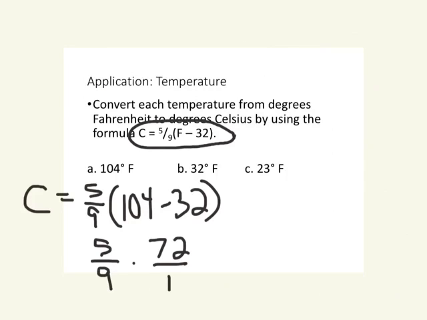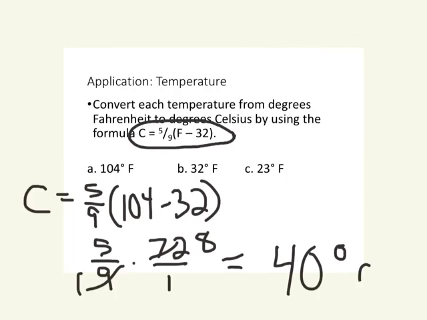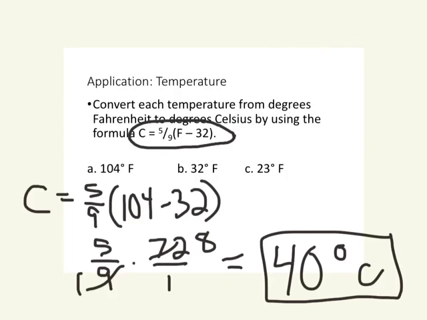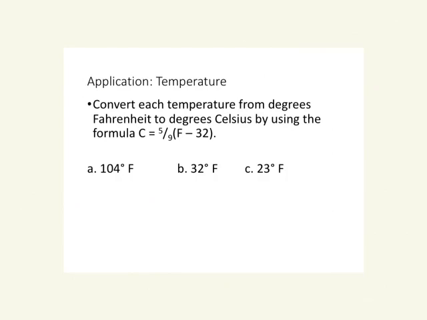And I'm going to write it as a fraction because now I got to multiply 5/9 times 72. Cross reduce the 72 and the 9 down to an 8 and a 1. Multiply straight across and I get 40. So it would be 40 degrees Celsius. So 104 degrees Fahrenheit, which is quite warm, would be 40 degrees Celsius. Once again, I was able to figure that out by just taking the value they gave me and plugging it in to the formula.